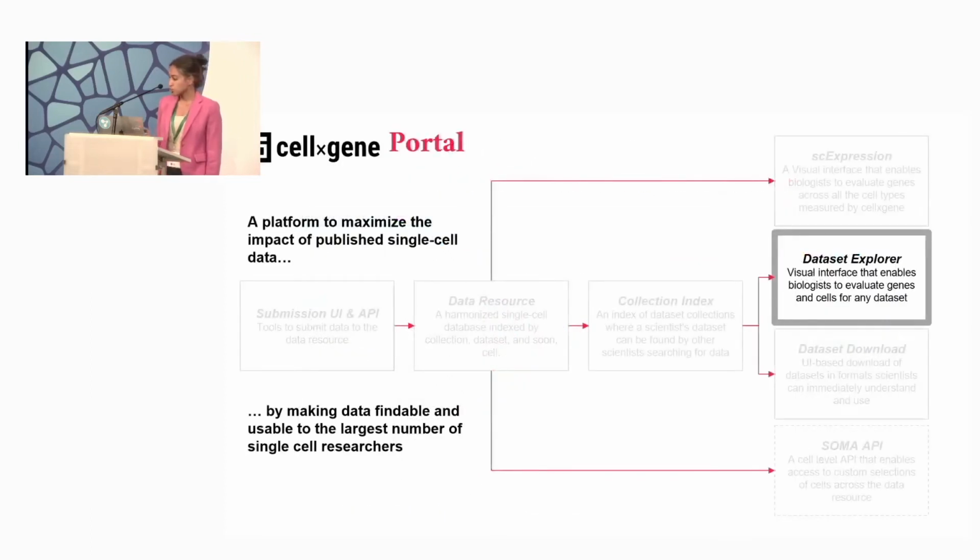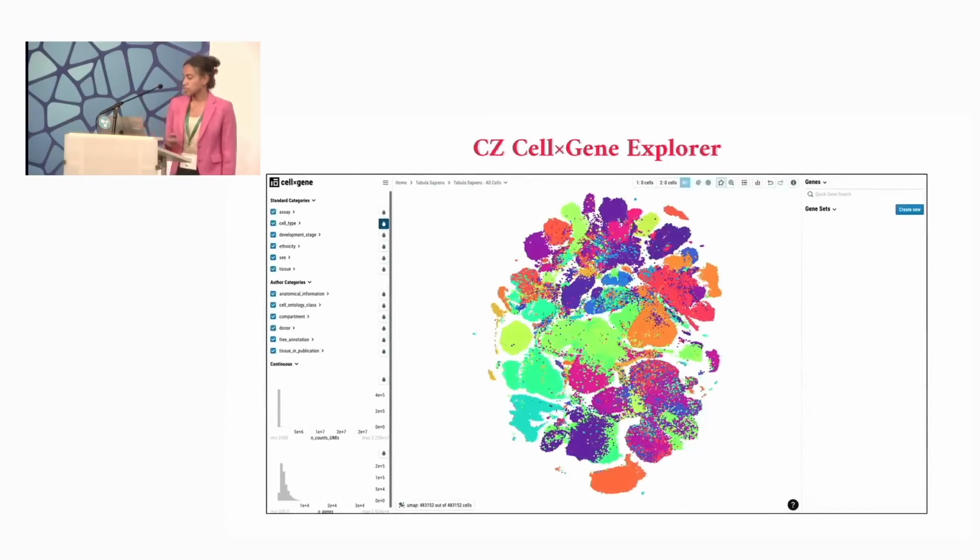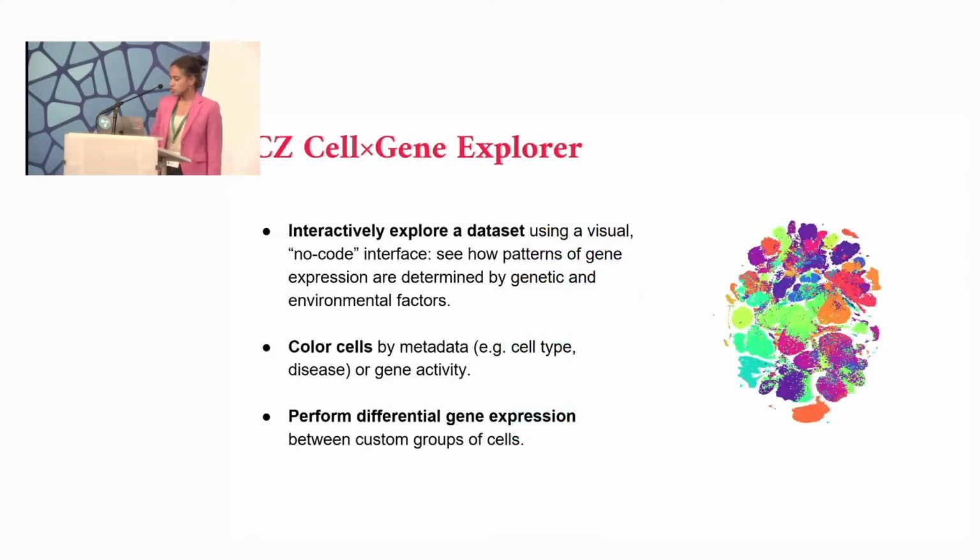And then the second tool is called Cell by Gene Explorer, which is intended to visualize single data sets that have been published to our platform. It enables you to dive deeper into the biology measured by single-cell experiments and explore states and signals that might differentiate cells within a type. So you can see here, Cell by Gene Explorer has been loaded with the Tabula Sapiens dataset. And it's intended to not require any computational experience to use the tool.